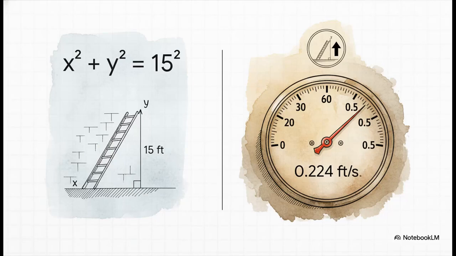So what's our equation? Well, it's a right triangle, so of course it's the Pythagorean theorem. x squared plus y squared equals 15 squared. Now for step 3, differentiate with respect to time. The derivative of x squared is 2x dx/dt, and the derivative of y squared is 2y dy/dt. The derivative of a constant, 15 squared, is just 0. After a little bit of algebra to solve for dy/dt, we can plug everything in. And since our dx/dt was negative, it cancels out the negative sign from the algebra, giving us that positive rate we expected. See, the plan holds up perfectly.